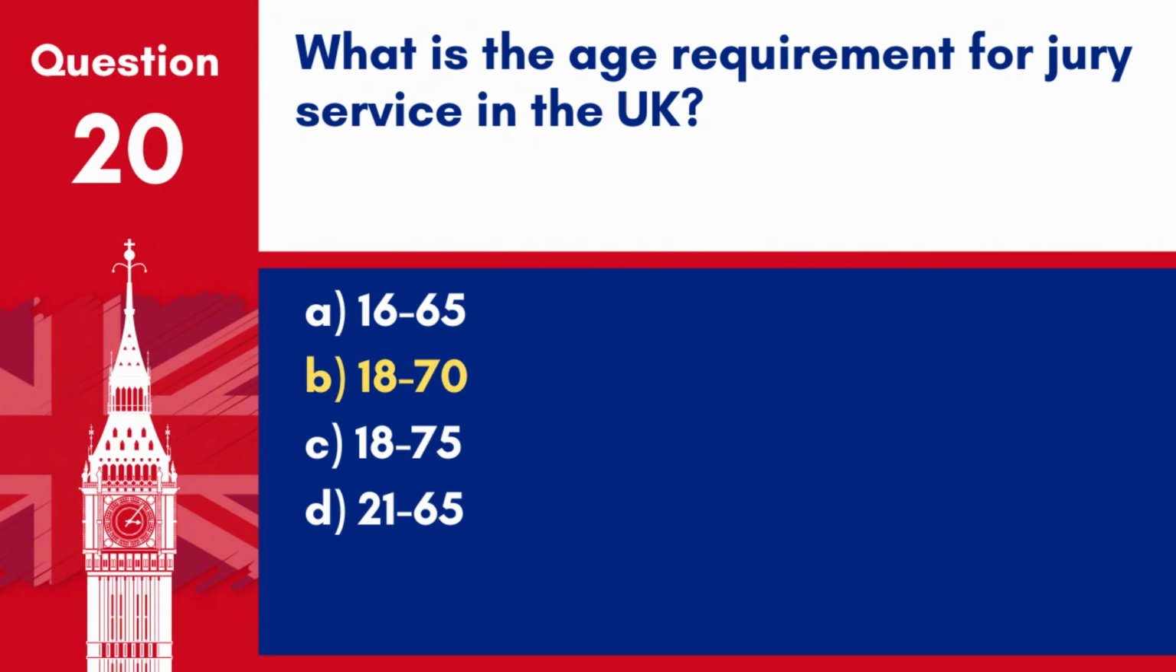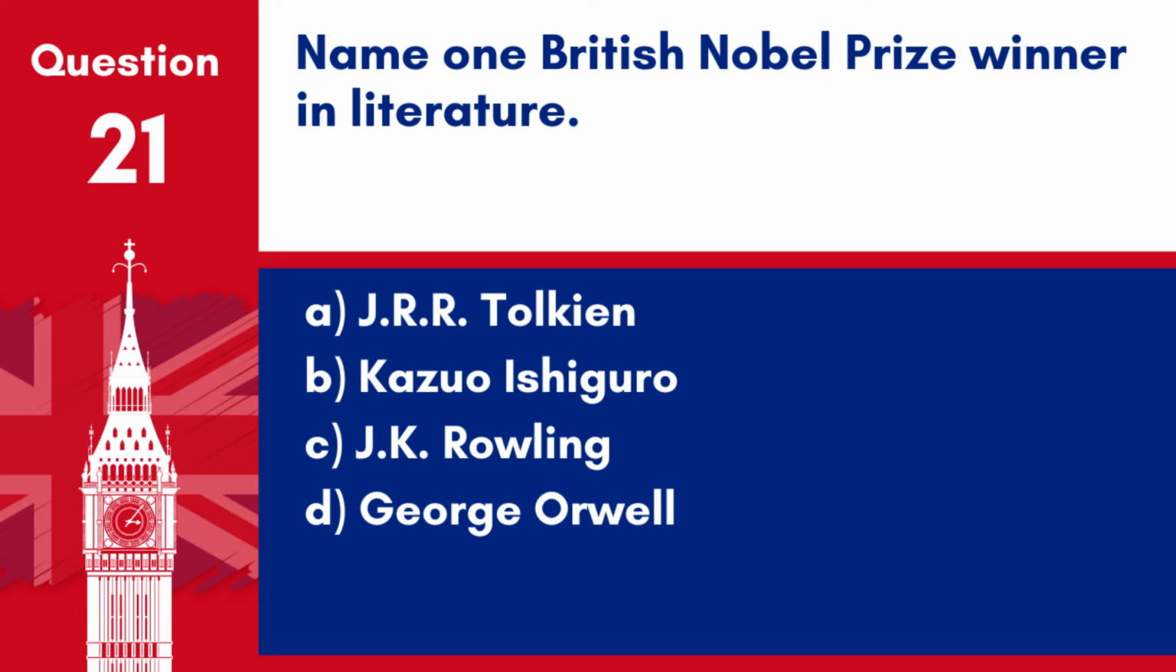Answer: B. 18 to 70. Citizens between the ages of 18 and 70 may be called to serve on a jury in the UK. Question 21. Name one British Nobel Prize winner in literature. A. J.R.R. Tolkien. B. Kazuo Ishiguro. C. J.K. Rowling. D. George Orwell. Answer: B. Kazuo Ishiguro. Kazuo Ishiguro won the Nobel Prize in Literature for his novels of great emotional force, uncovering the abyss beneath our illusory sense of connection with the world.